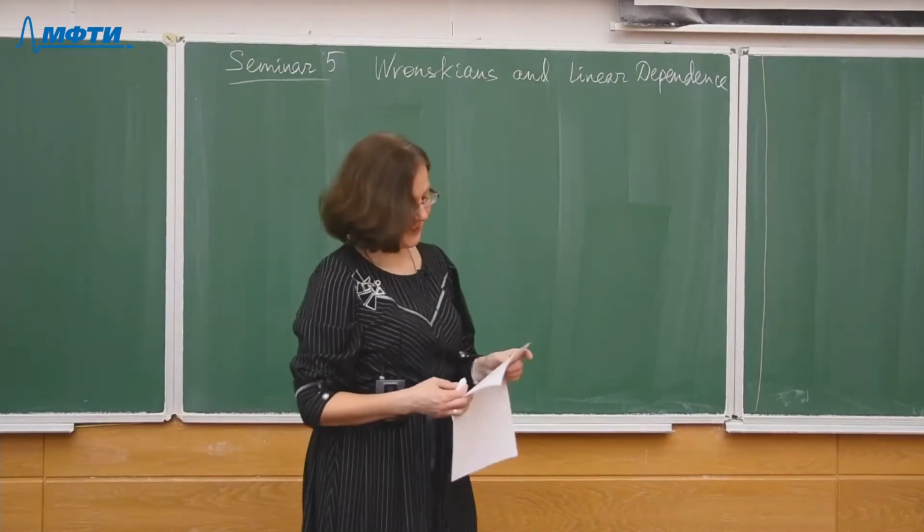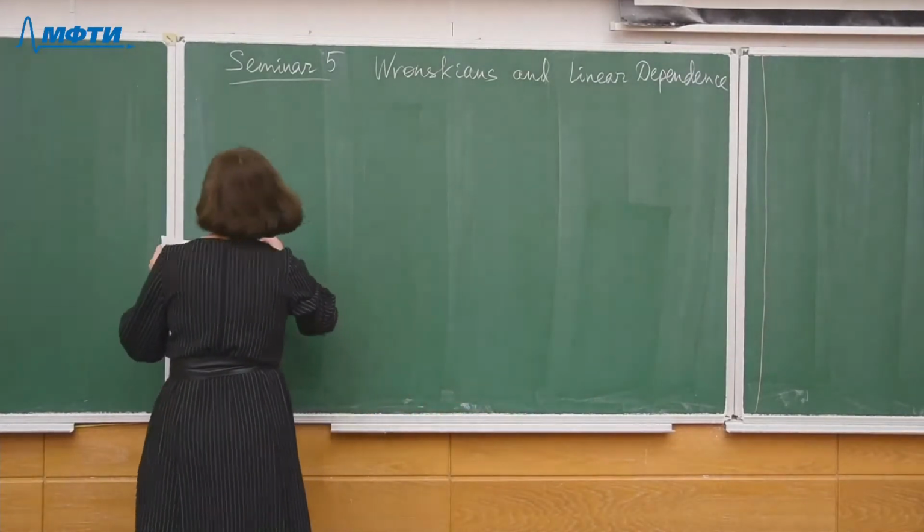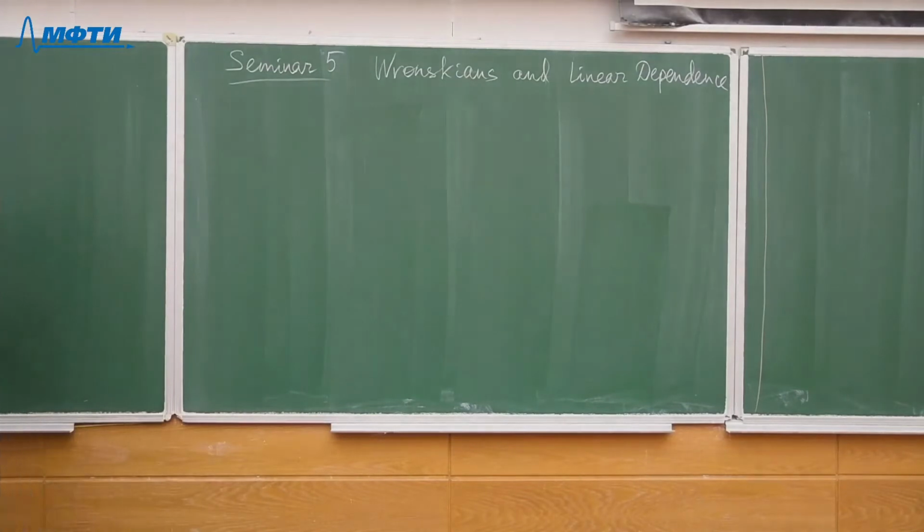Okay. Let's start with task number 1. I will use this part of the blackboard. The task is: determine whether the following set of functions is linearly dependent or independent on negative infinity to infinity, the entire real line. Task question number 1, A.